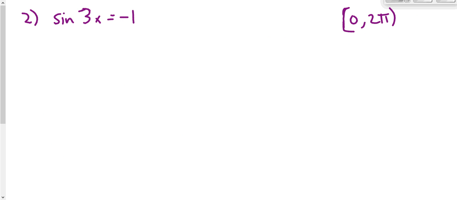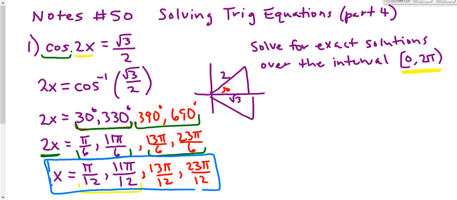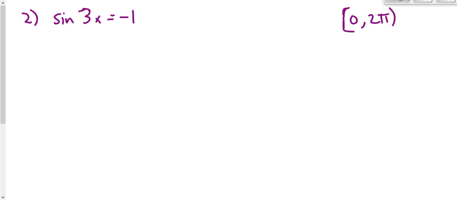For this one also, we're going to be finding all of our answers between 0 and 2 pi, and we have sine of 3x equals negative 1. So let's think about what we just did on the last problem. We had a 2x, we ended up going twice as far, 2 times around the circle. We have a 3x, we're going to end up going 3 times around the circle. So that's coming later in the problem.